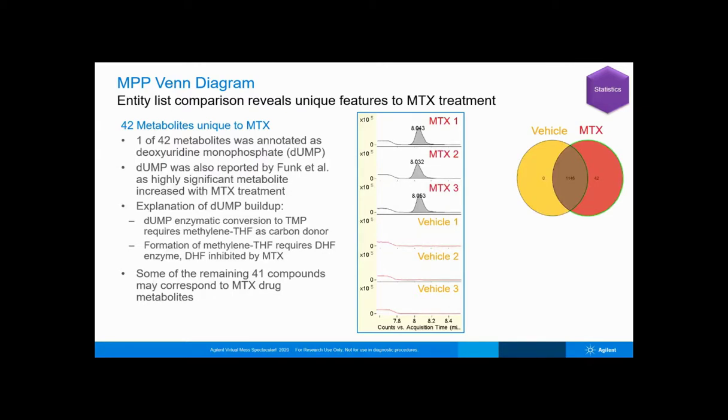As for the remaining 41 compounds, more work is needed. We did not see a mass corresponding to the methotrexate drug itself, but this drug is known to be metabolized quickly in cells. Some of the other compounds could correspond to drug metabolites, including conjugates. For the remainder of the analysis, we chose to move forward with the intersection of the 1,146 compounds shared between the two groups, which was really as simple as clicking on the intersection of the diagram in MPP and moving forward.